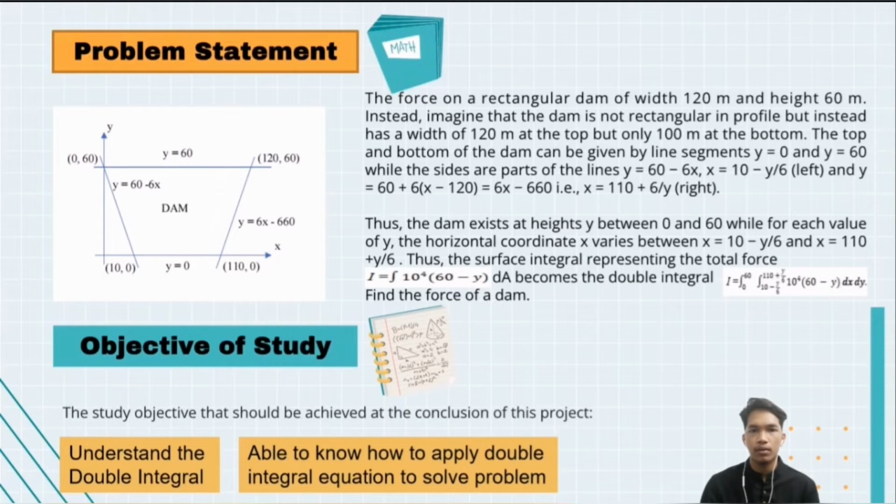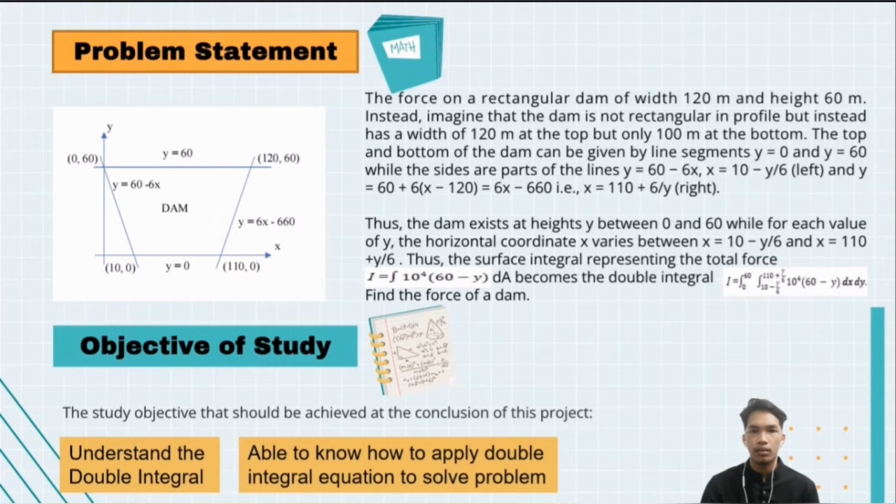Next, for the problem statement, the question we have chosen is the force on a rectangular dam of width 120 meters and height 60 meters. Instead, imagine that the dam is not rectangular in profile but has a width of 120 meters at the top but only 100 meters at the bottom.